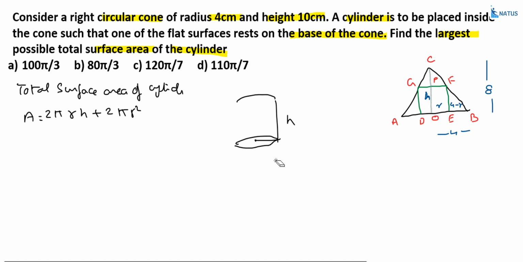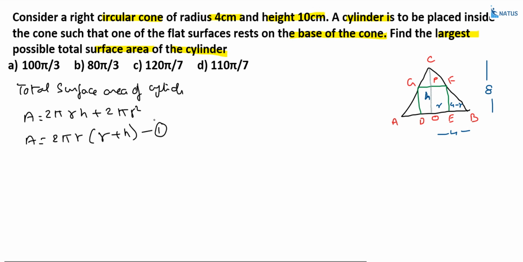Now I will erase this one, because it is a very lengthy question. And what is A? This is equal to, taking 2 pi r common, 2 pi r into h plus r, or r plus h. Let us take this as the first equation. The total surface area A is equal to 2 pi r into r plus h. Right? This is the first equation.